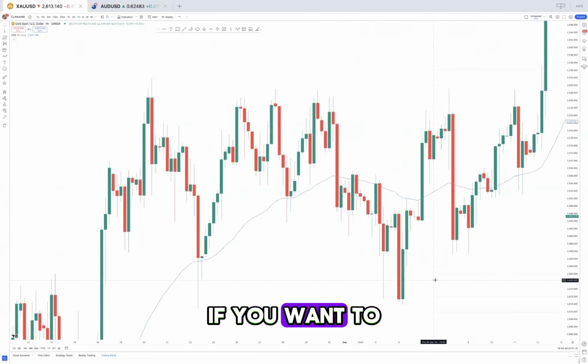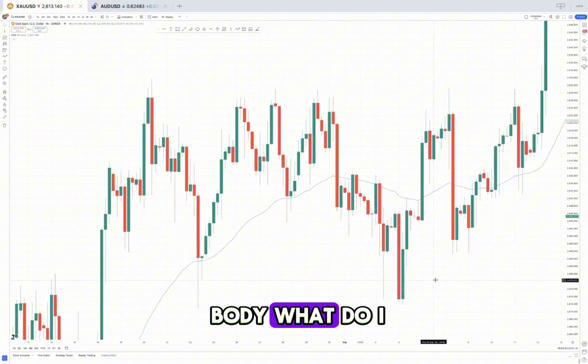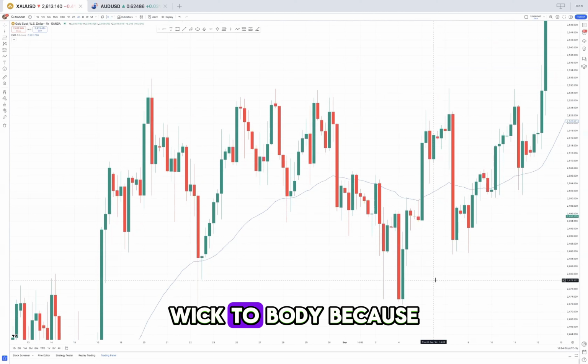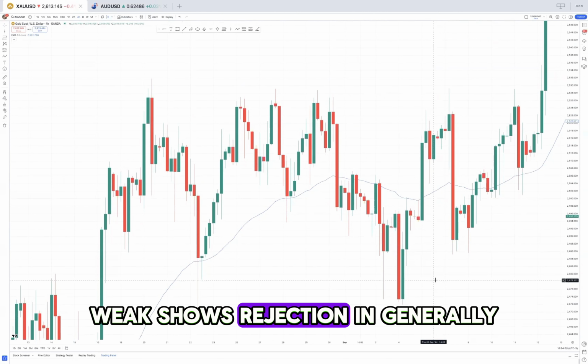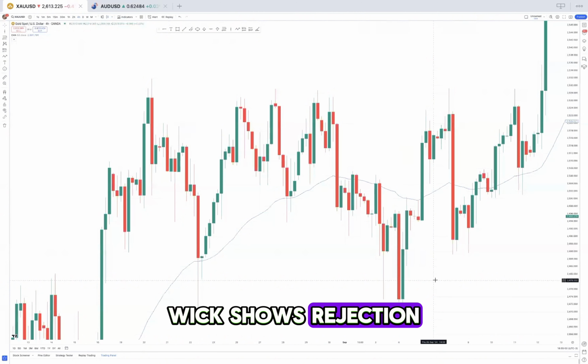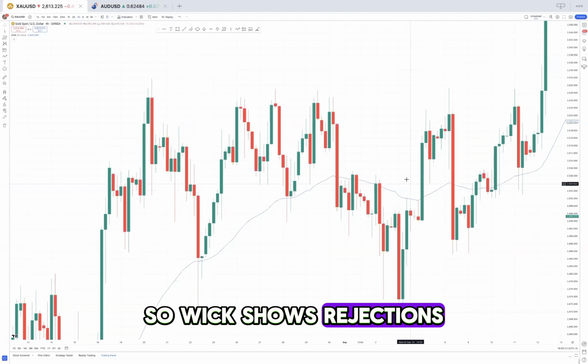So guys, if you want to map your resistance and support, it should be wick to body. What do I mean by wick to body? Wick to body because a wick shows a point of rejection. Generally, a wick shows rejection because when price is moving up and it came down, leaving out a wick, it shows that the sellers are pushing this price downward. So a wick shows rejection, something like this.